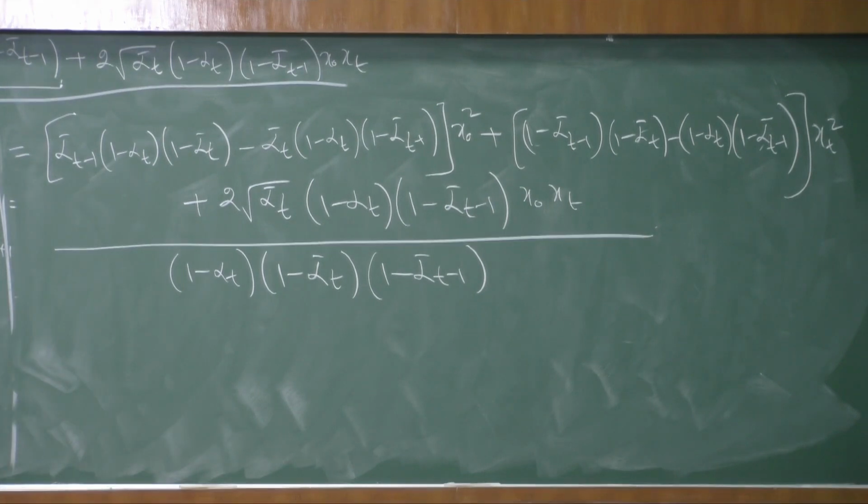So in the next step, as you can see, in the first step I took xt square common, and in the second step I'm going very carefully, okay?